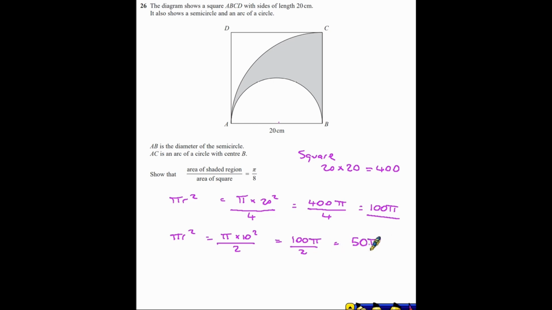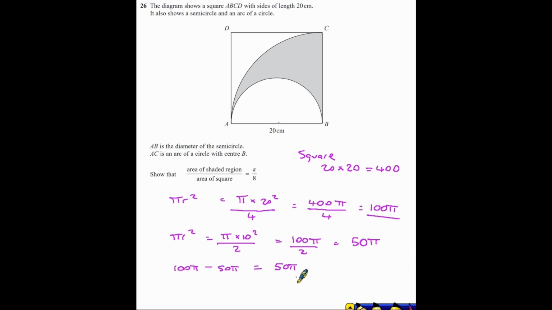100 divided by 2 is 50. So we now need to take the smaller circle away from the larger circle. So that's going to be 100 pi minus 50 pi. 100 minus 50 is 50 pi. So we are saying that the area shaded in grey is 50 pi.